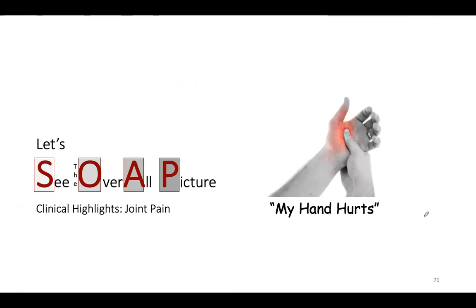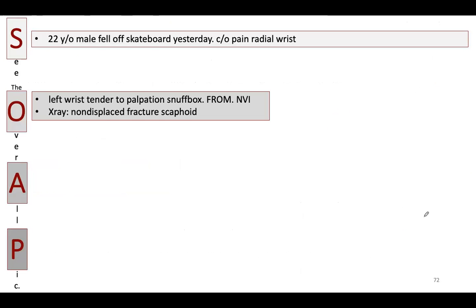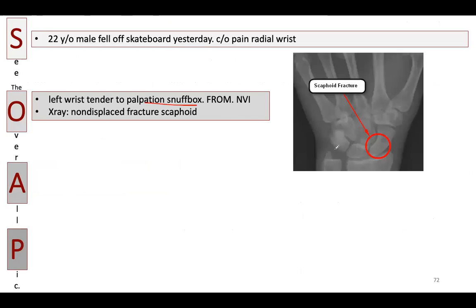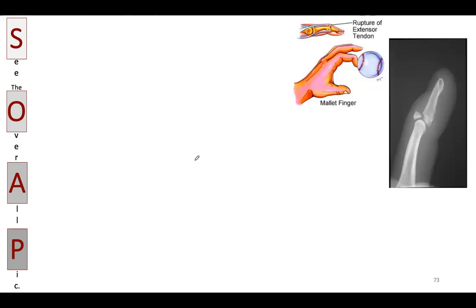Okay, let's see the overall picture. Joint pain in the wrist. A 22-year-old male fell off a skateboard. There's tenderness over the anatomic snuff box. Here you're lucky because the X-ray shows a fracture. See this transverse slit, this kind of gap. That's the fractured scaphoid, or scaphoid fracture.